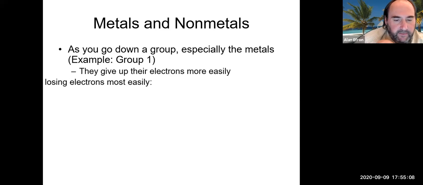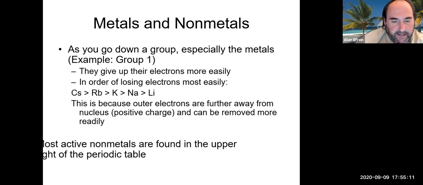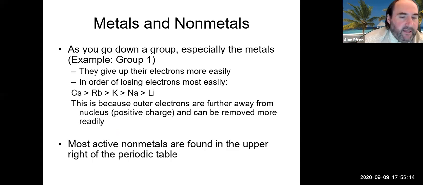Okay, so we're going to talk a little bit about some trends on the periodic table and some important trends. So as we go down a group, and remember a group on the periodic table is up and down, they do tend to lose their electrons more easily. And so, for example, in order of losing electrons, cesium is easier than obviously lithium. And that's because as you go down a group, we have a larger positive charge. And because we have more protons, we also have more electrons, which means those electrons have to be further away from the nucleus. And because they're further away from the nucleus, they're not going to be held as tightly.